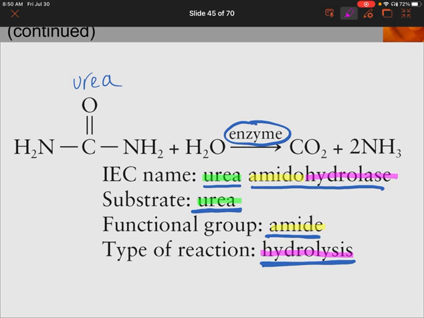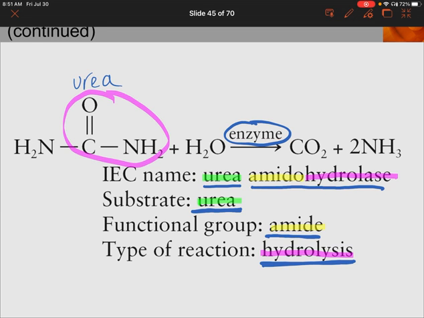I'm not going to make you name enzymes, but this is just to point out that you can figure out what an enzyme does just by looking at its name using the EC system. So urea amidohydrolase, we could say, okay, that means we're acting on urea, so we're doing some sort of reaction with urea. Amido tells us we must be doing a reaction with the amide group in urea, so this group here. And hydrolase would tell us, oh, we must be doing hydrolysis, so we must be reacting with water and breaking it apart.